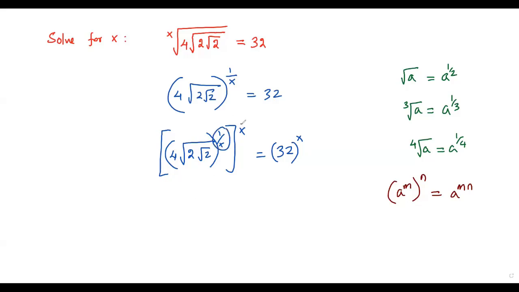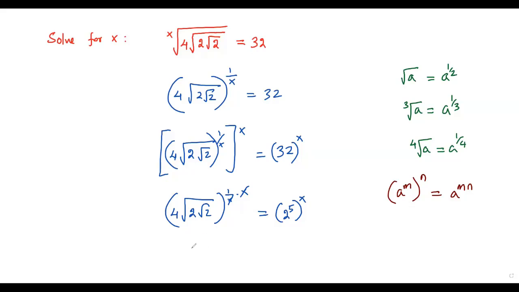Now let me multiply these two exponents. Then I'll get 4 times square root of 2 times square root of 2, whole to the power 1/x times x, so the x will cancel out. On the right side, I'm going to write 32 as 2 to the 5th power, because 32 is a power of 2. So it becomes 2 to the 5th power, whole to the power x.